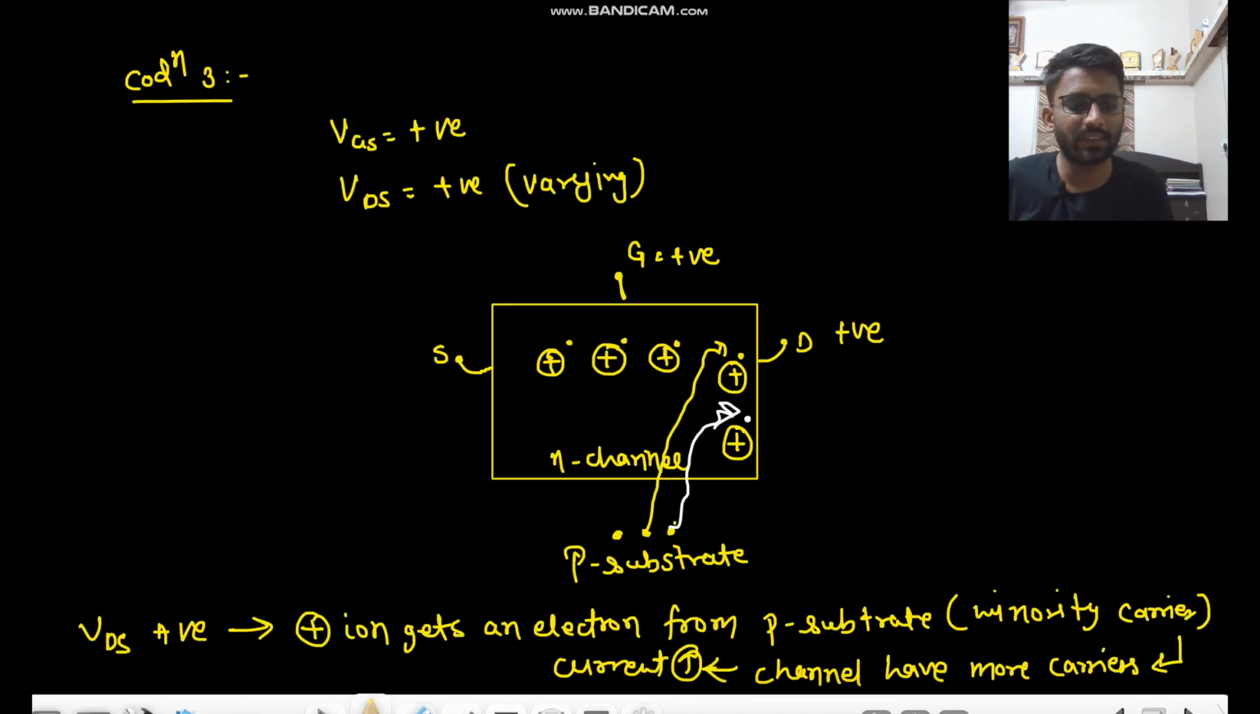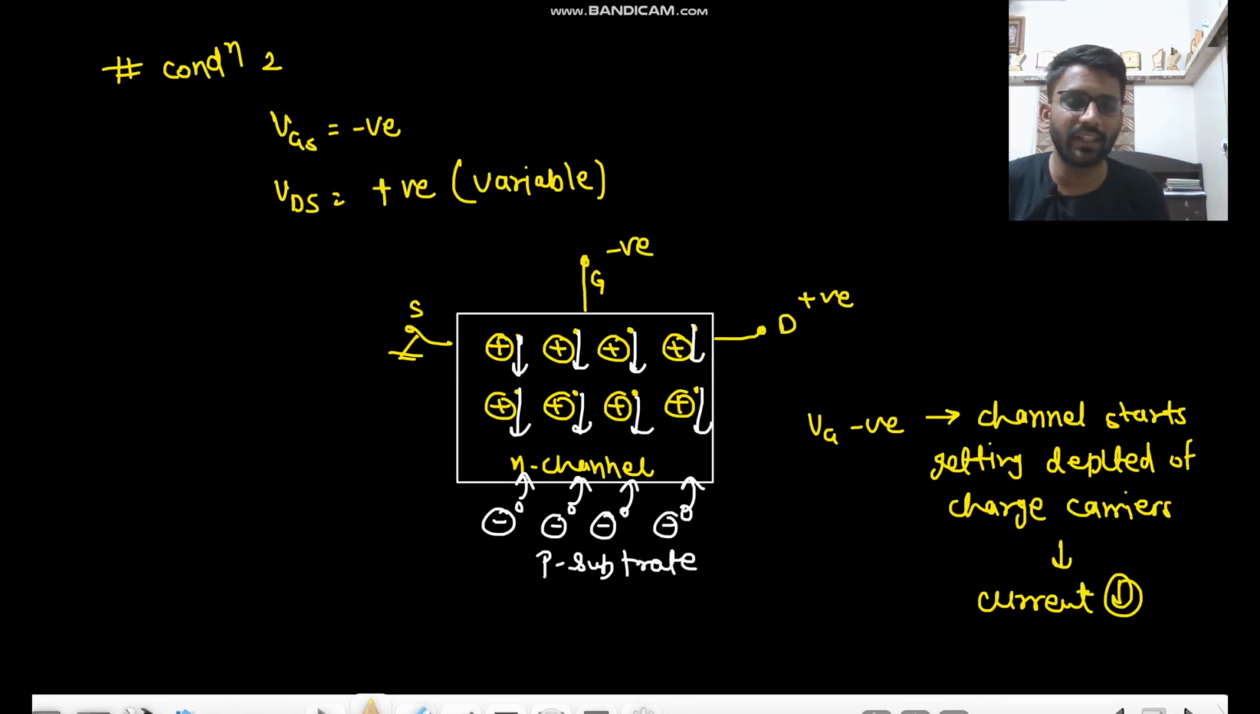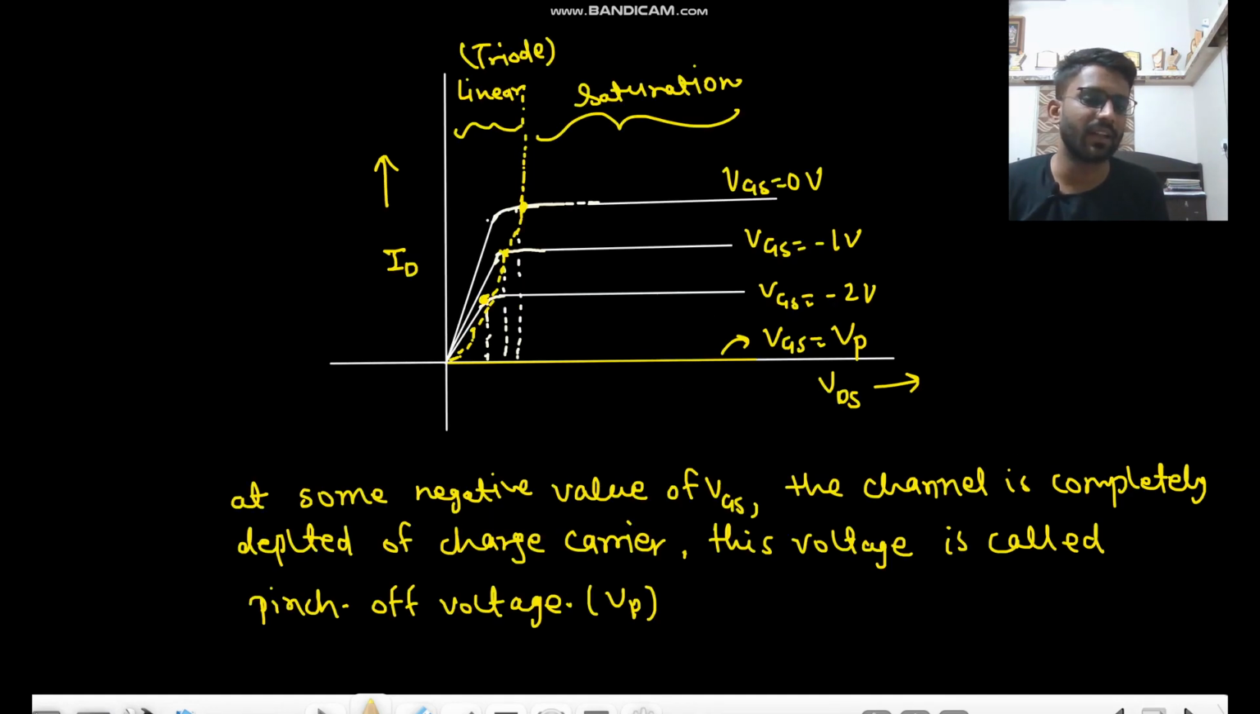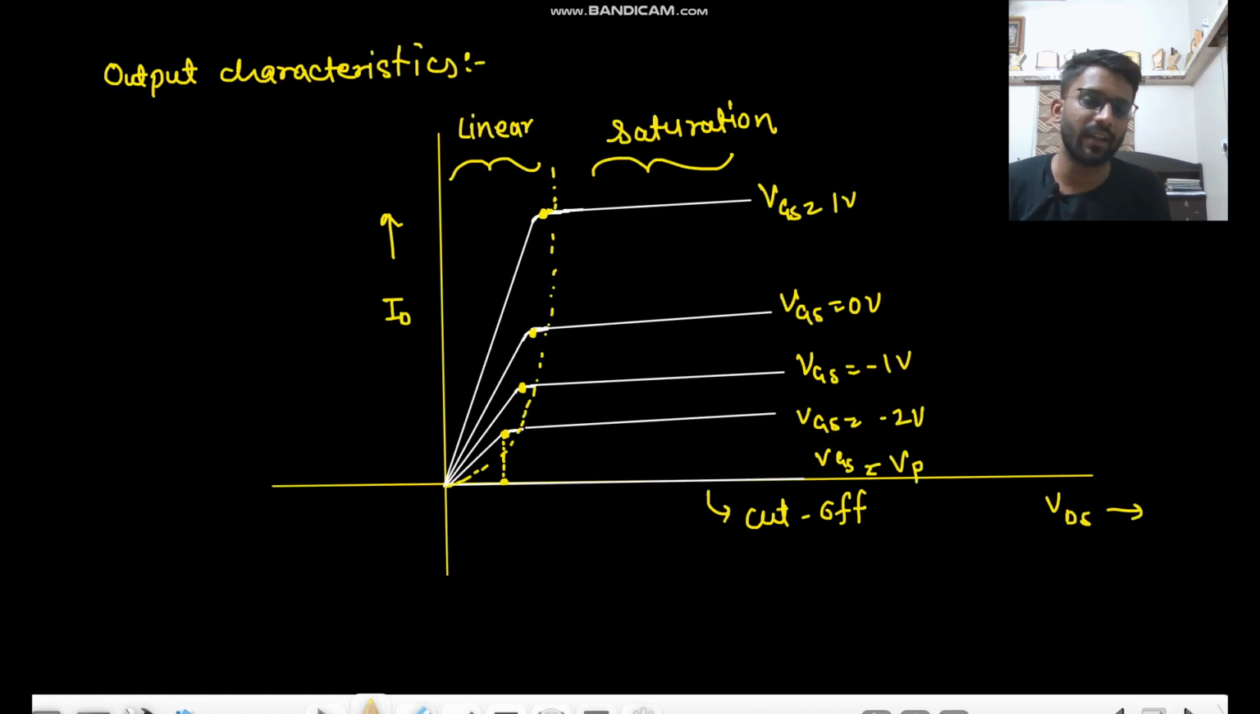Now what you see here is that the channel is getting enhanced of charge carriers, of electrons, and here your channel is getting depleted of charge carriers. So this region is called the depletion region. When VGS is negative, your channel is getting depleted of charge carriers. So this is the depletion region, and this is the enhancement region.